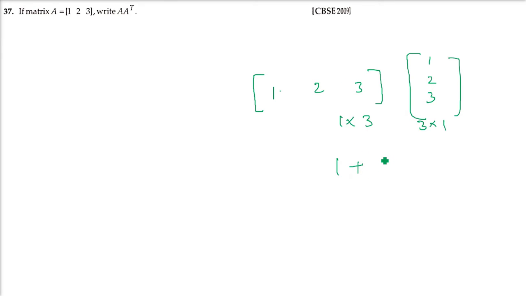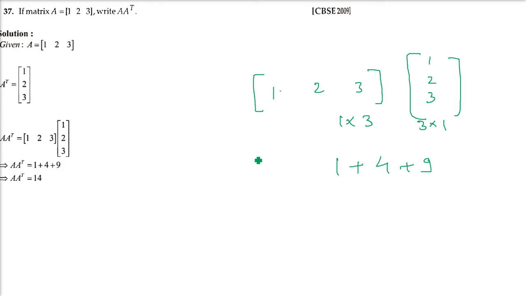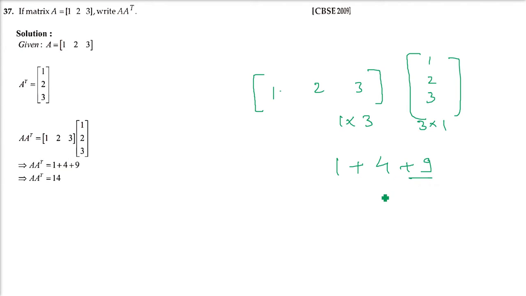If matrix A is this, write A transpose. So this is 1, 2, 3, this is our A matrix. And A transpose is what? Row will be column, so 1, 2, 3. So what do you get? See, this is 1 cross 3, 1 row and 3 columns. And this is 3 rows, 1 column. So result will be 1 cross 1, that is only one element will be there. So 1 into 1, 2 into 2 is 4, 3 into 3 is 9. So this becomes 1 plus 4 plus 9, 14. 14 will be the answer. This is how you have to do it, okay? One by one step.